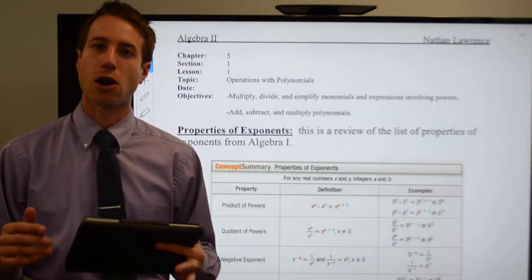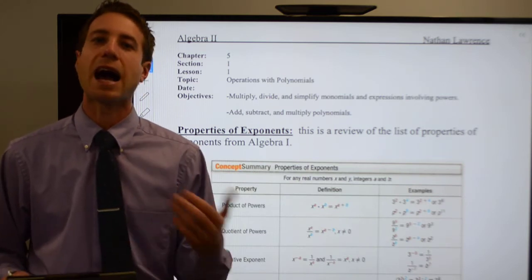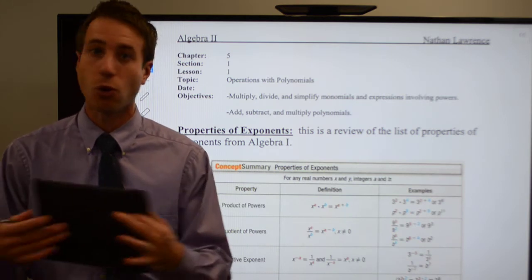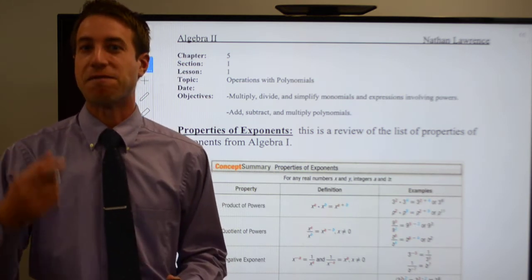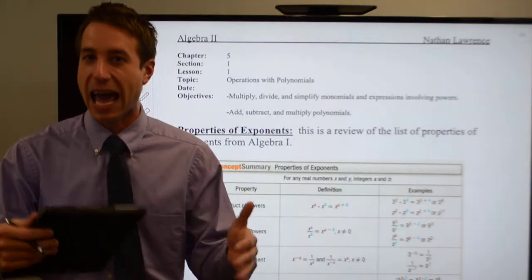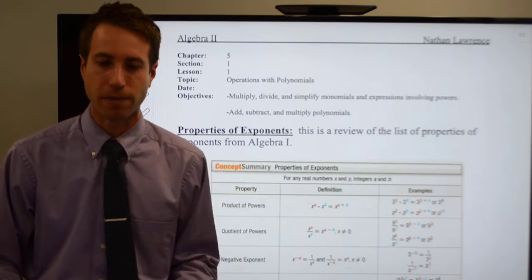Now, polynomials have a real simple definition. A polynomial is going to be an algebraic expression or equation that has a finite number of terms. That means it's not infinite. It has to end somewhere. It's got to stop. It can't go on forever.